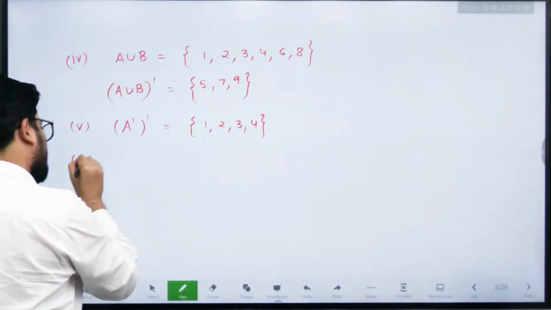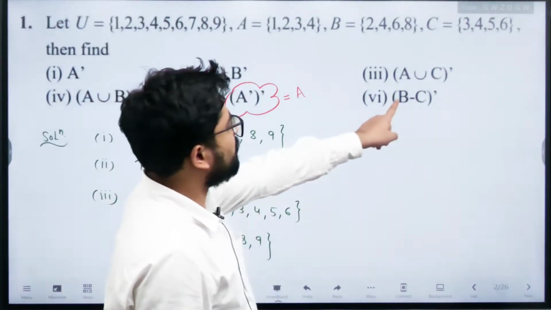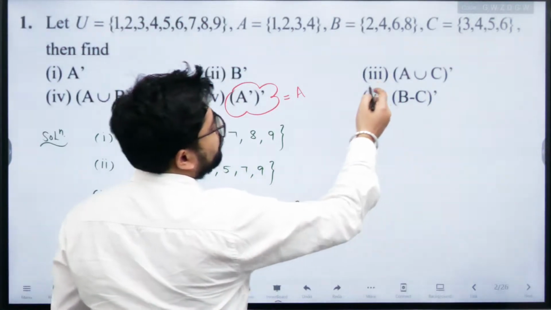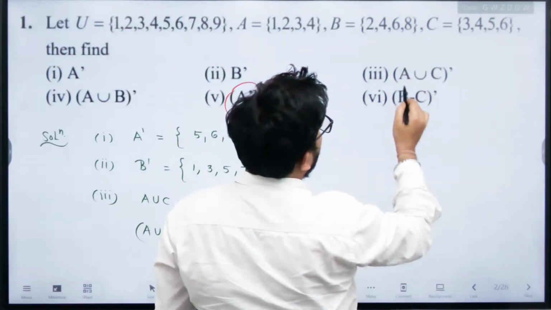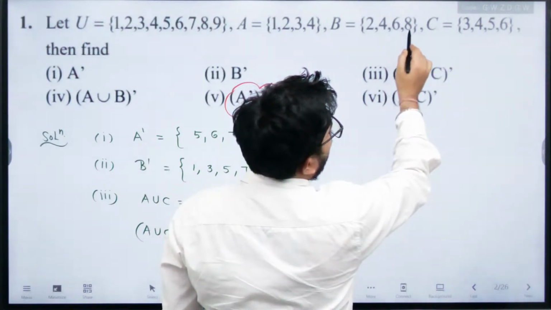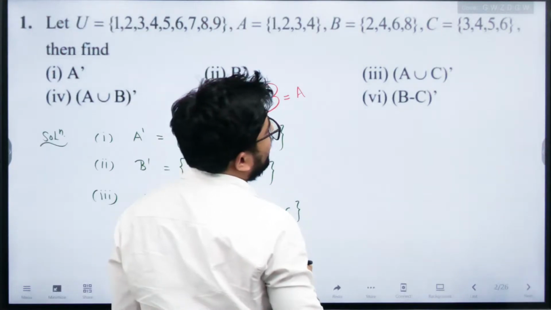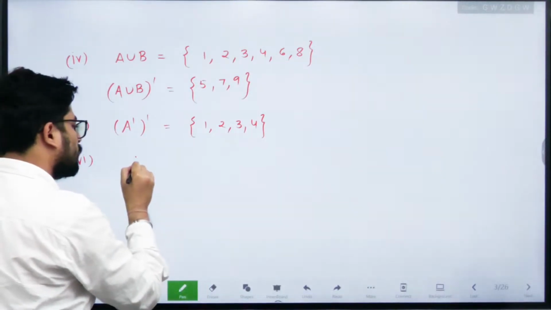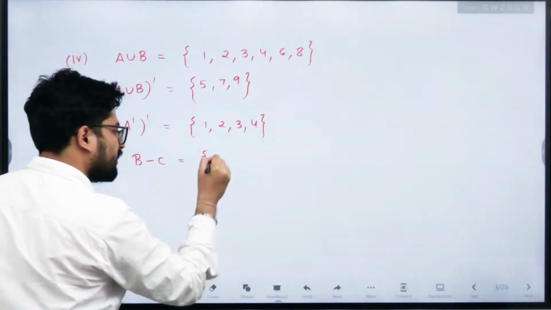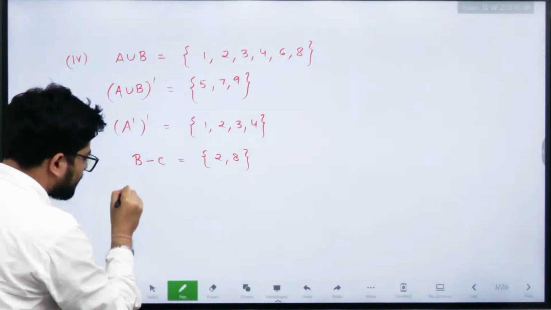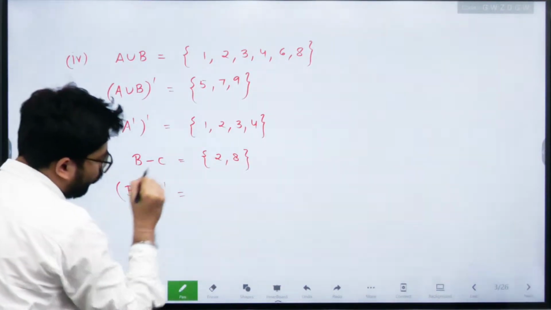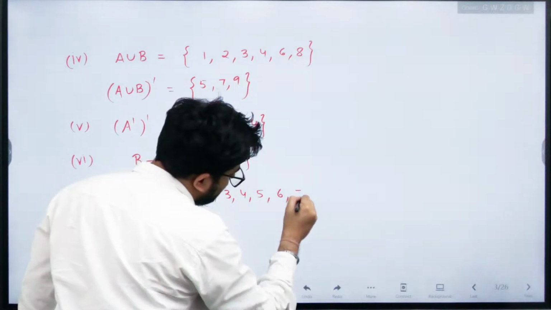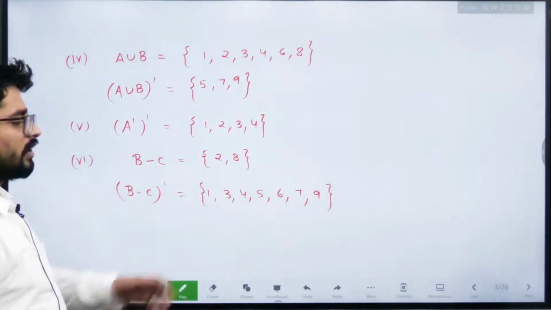Now the last part is the sixth part, which is B minus C complement. So B minus C is the collection of elements which are in B but not in C. So you have to remove 4 and 6. So B minus C is 2 and 8. So B minus C complement is 1 3 4 5 6 7 and 9. Okay, this is the answer.